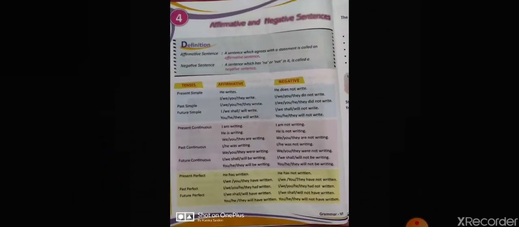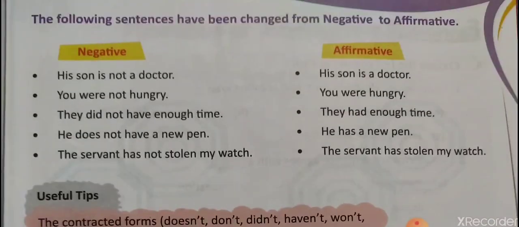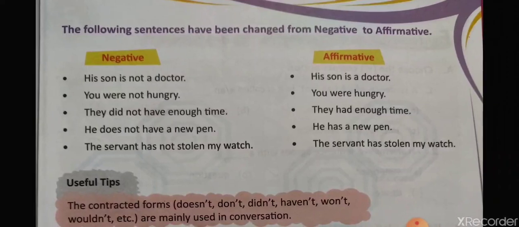Next, the following sentences have been changed from negative to affirmative. Now we have to change the sentence from negative to affirmative. Sometimes we cannot just remove the no, and the sentence will be changed into affirmative. We have to change some words. Similarly, his son is not a doctor. So if we make it an affirmative statement, we can write his son is a doctor.